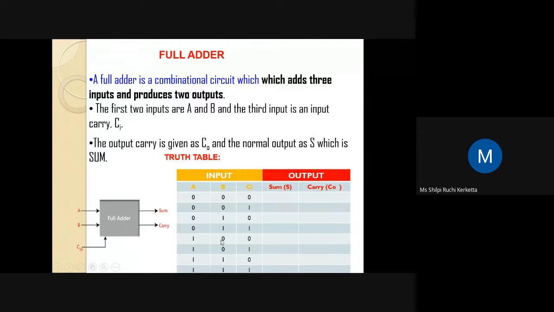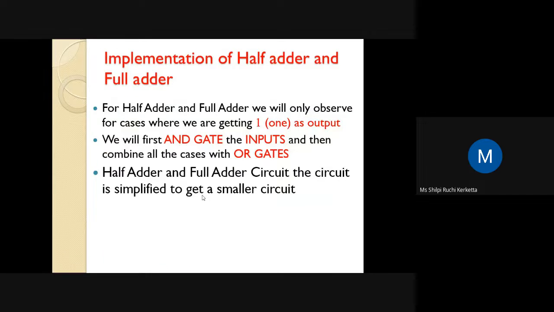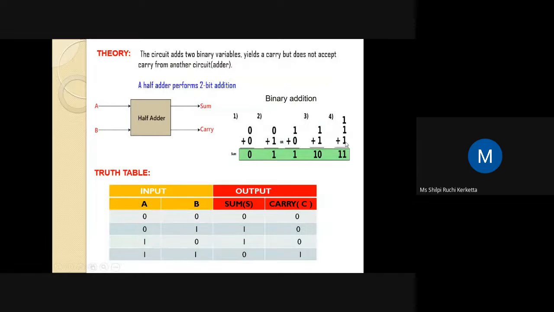If we add 1 plus 0 plus 0, then what will be the sum? 1, carry 0. If we add 1 plus 0 plus 1, then sum 0 and carry 1. And if we add this last term, 1 plus 1 plus 1, what will be the sum? Sum 1 and carry 1. Because here, if we add three numbers, 1 plus 1 plus 1, it becomes a 3.